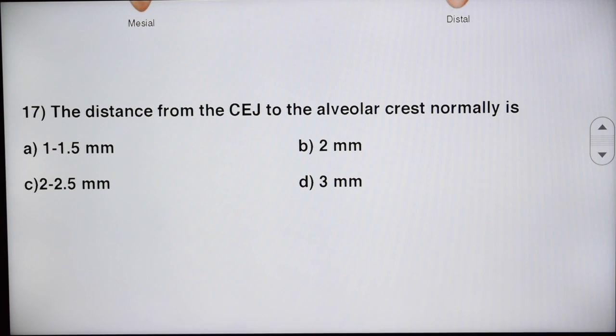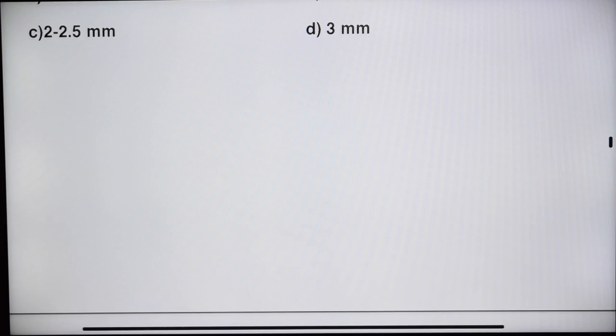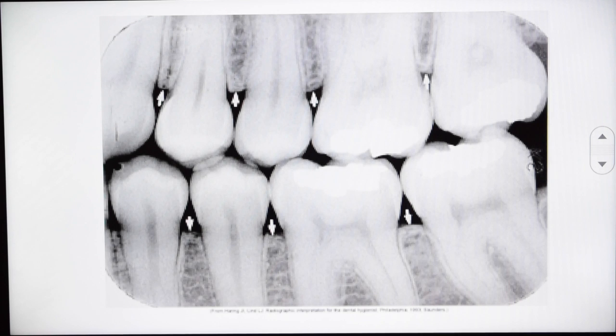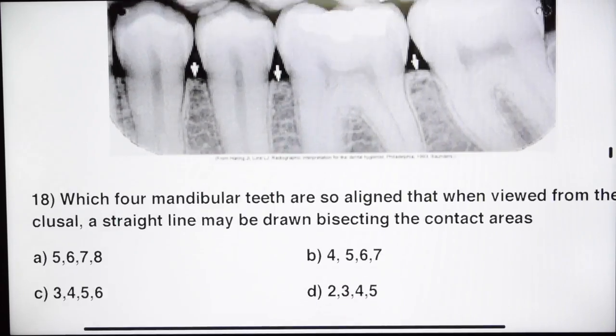Moving on to the next question, the distance from the CEJ to alveolar crest normally is around 1 to 1.5 mm. It's a direct question taken from Wheeler's, right? So you can see in this normal intraoral periapical radiograph, so it's basically a bite wing projection, where you can see the distance from the CEJ towards the alveolar crest is approximately 1 to 1.5 mm. That's the normal value, right?